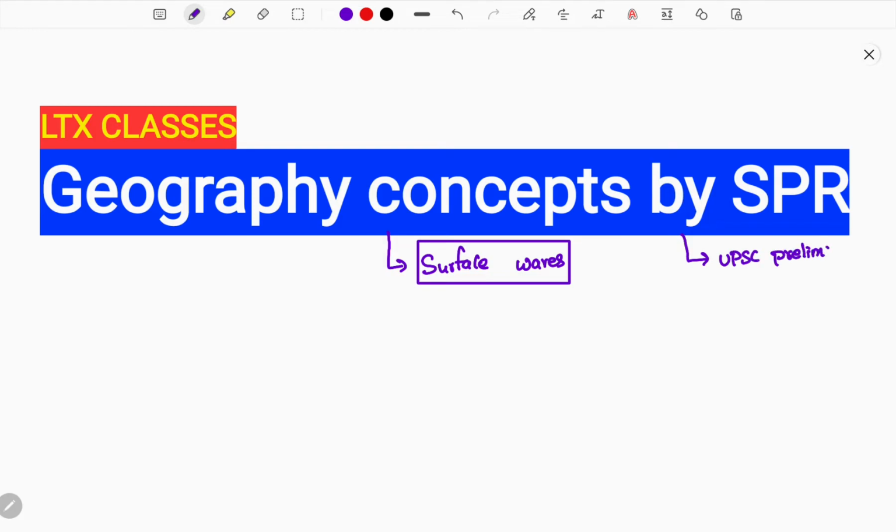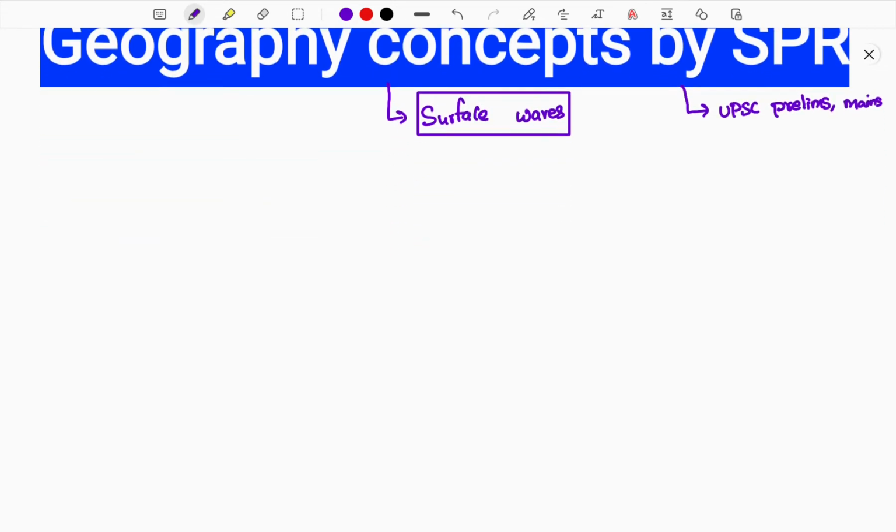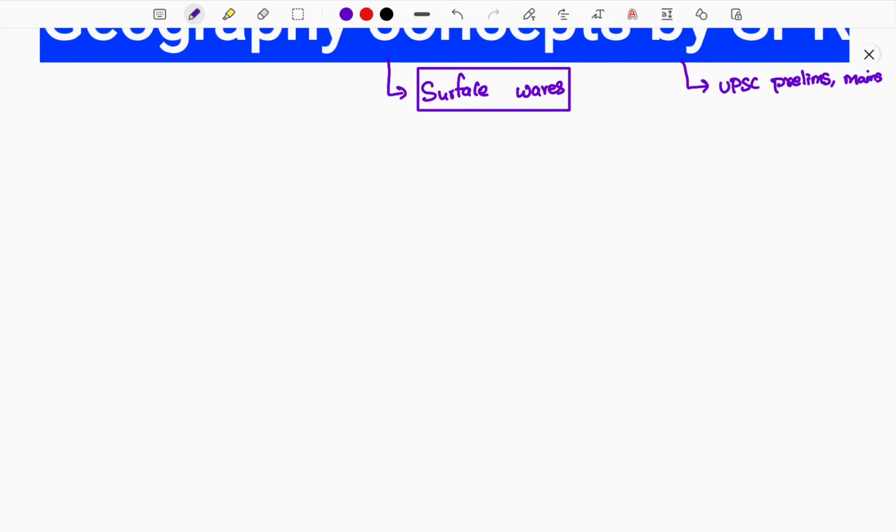For the prelims, you need to know all the facts that I provide. For the mains, you need to understand what this wave is and how you could explain it. This is the most important part of geography and geomorphology concepts, which is highly applicable in your prelims and again in GS1 of your mains. Okay, now let me get into the topic.